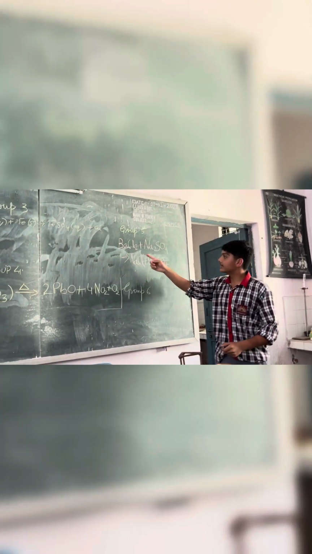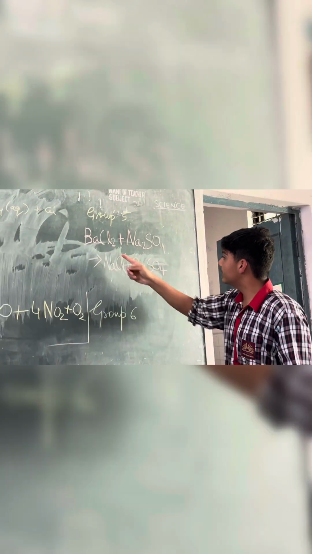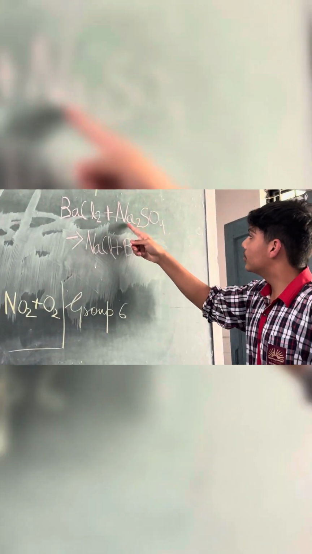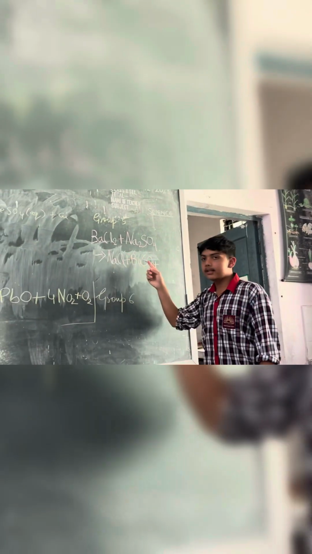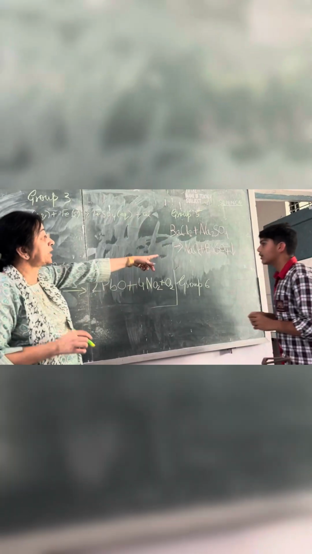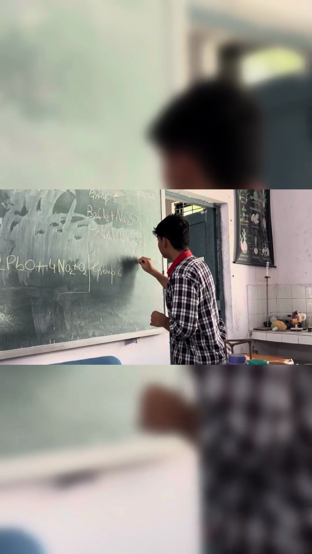Here is the reaction. You can see that barium chloride is changing into barium sulfate, and sodium sulfate is changing into sodium chloride because they are exchanging ions. What is the color of the precipitate? White. Okay. Next. Good.